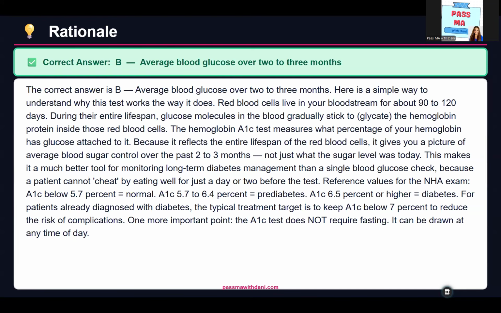A simple way to understand why this test works the way that it does is that red blood cells live in your bloodstream for about 90 to 120 days. Average lifespan for our RBCs are 120 days.